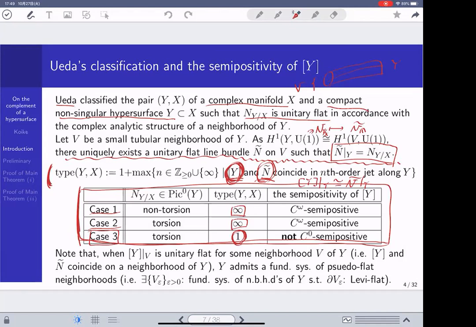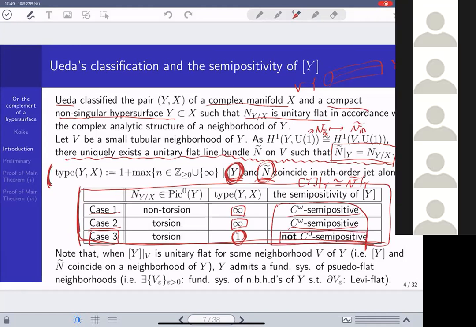Okay, and the semipositivity of Y is, as we saw in the previous slide, like this. Case 1, it was C omega semipositive. Case 2, it is C omega semipositive. And case 3, it is not C0 semipositive.